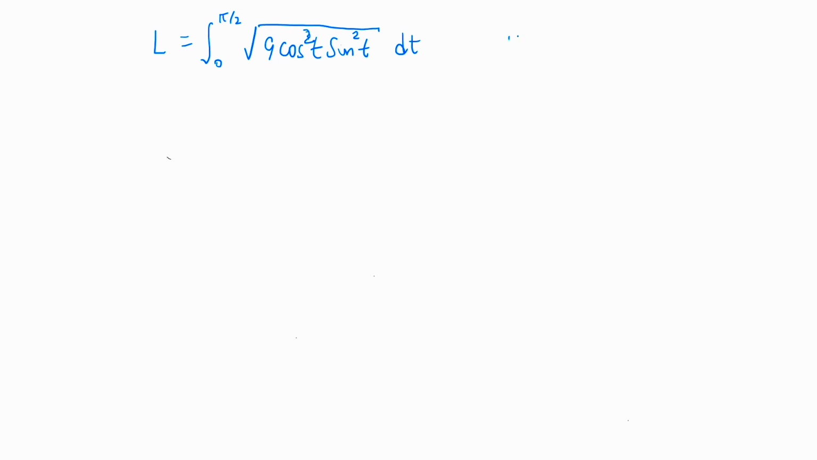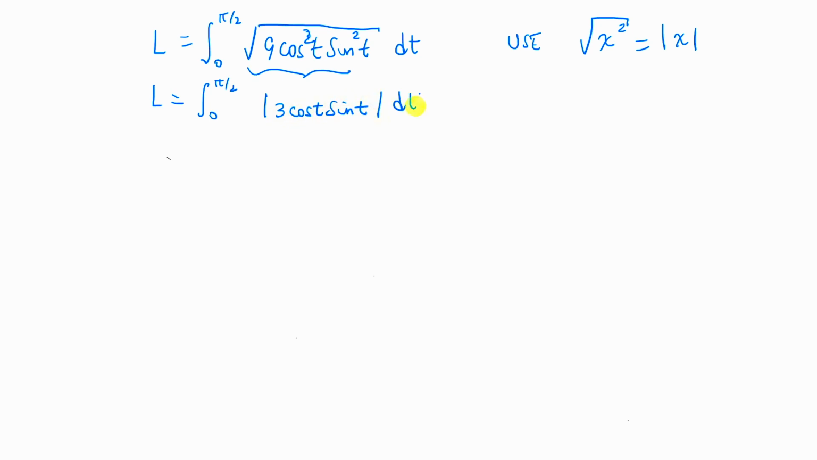Now we have to use this formula. We know that if we have the square root of x squared, this is equal to the absolute value of x. We have to use this because we are integrating. We cannot avoid this. So we write L will be equal to the integral from 0 to pi over 2, and all this will be the absolute value of 3 cosine of t sine of t. And this is where we are.